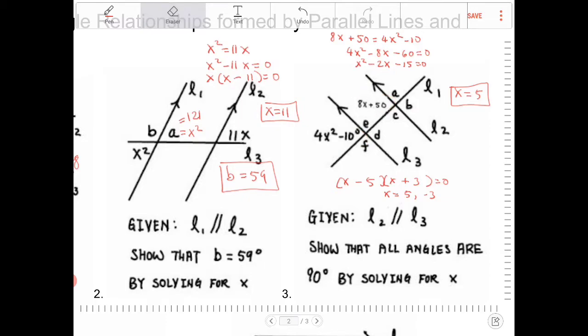All of these angles, therefore, must equal 90, because we have vertical, corresponding, and alternate interior angles. So yes, A, B, C, D, all the way up to E and F, all equal 90 degrees.